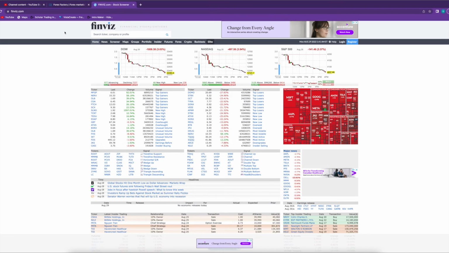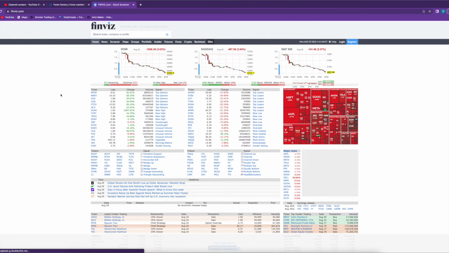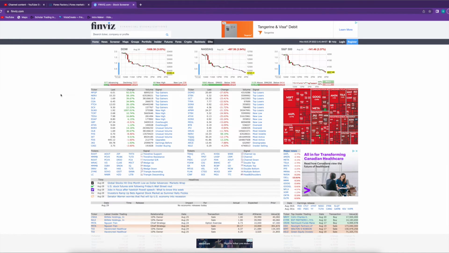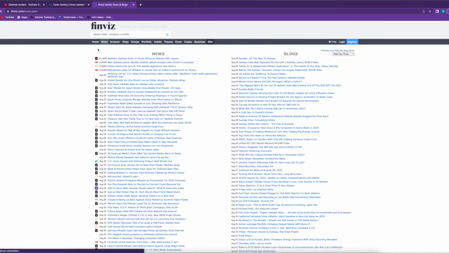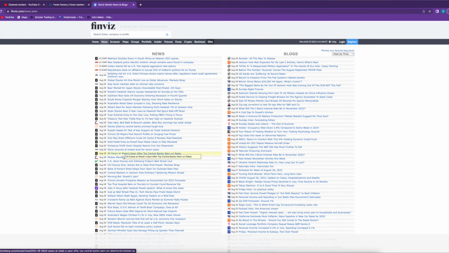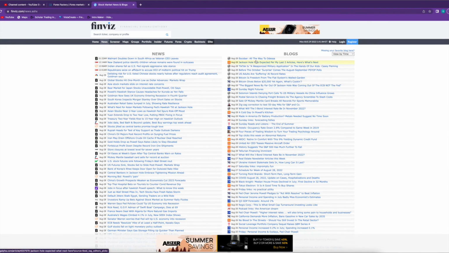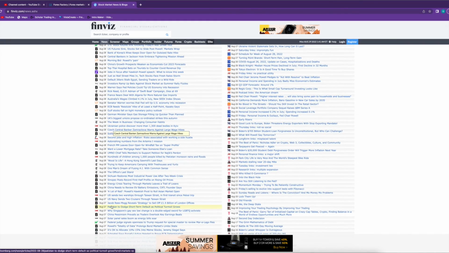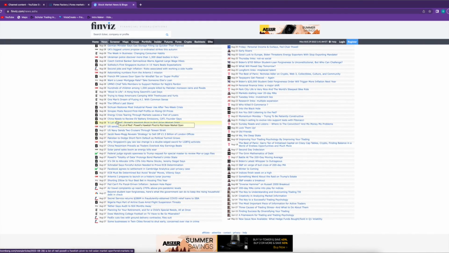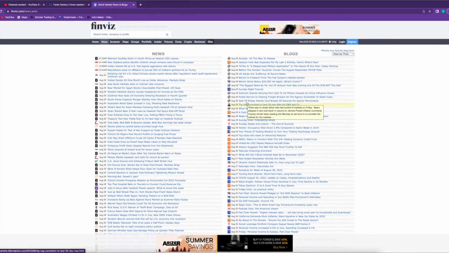And FinViz is a great website to look more for news. It's more of the sentimental analysis. So you can pop on here and it gives you all the relevant news that happens. So as you can see, all August 28th, which is today, everything that came out in that time, everything that could potentially trigger any sort of movement.